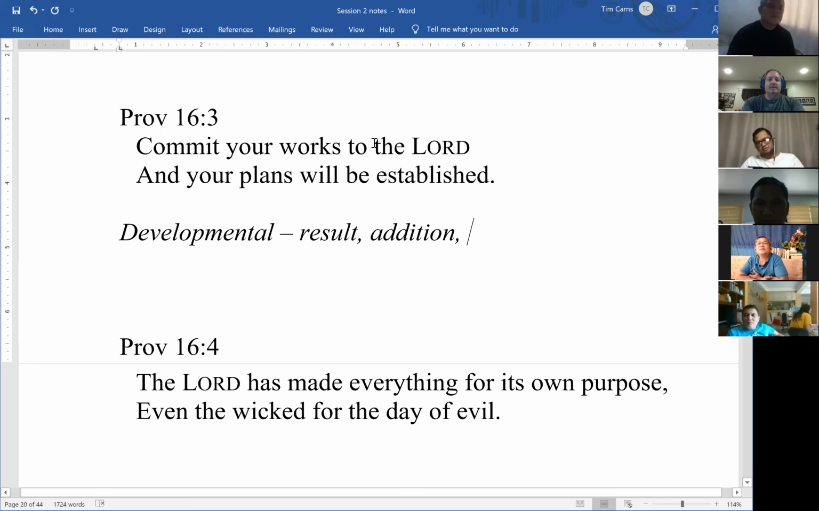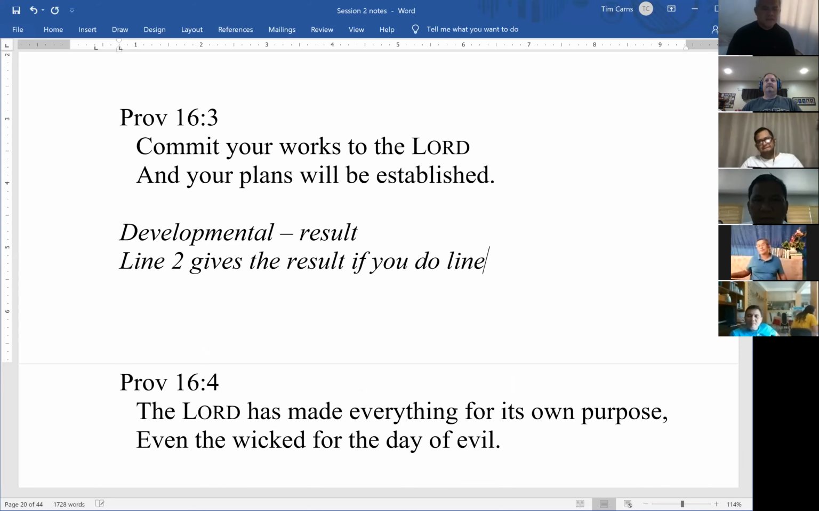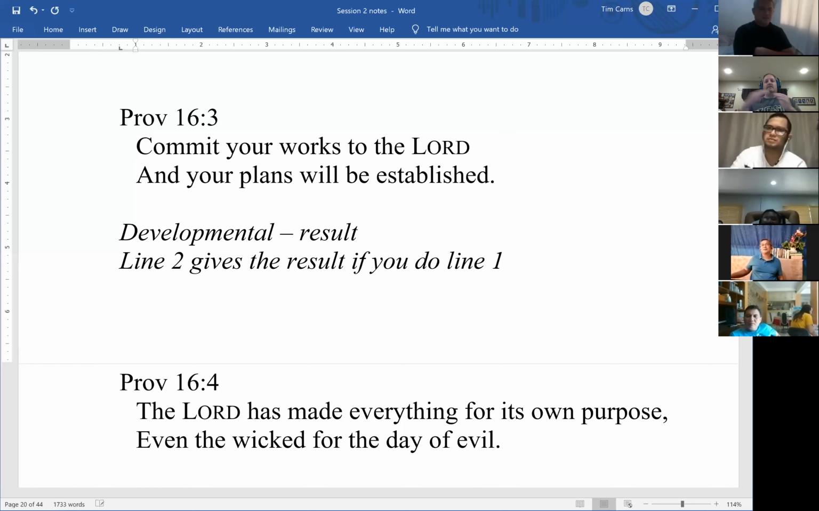Commit your works to the Lord, and your plans will be established. Yeah, that sounds like a result, doesn't it? If you do the first line, line 2 gives the result. See that? It's almost like there's an "if" here. It's not in the Hebrew, but that's the idea. Do this, and this is the result.